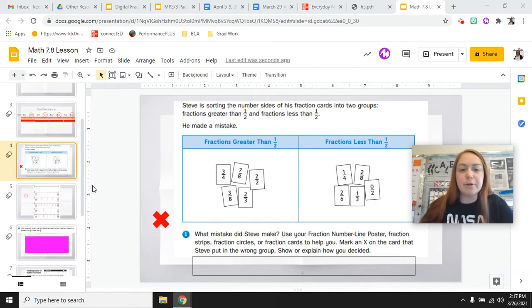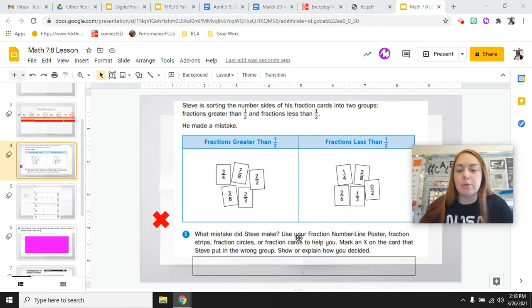All right, so on page 238, we are comparing fractions to halves. It says, Steve is sorting the number sides of his fraction cards into 2 groups, fractions greater than 1 half and fractions less than 1 half. But it says he made a mistake. So here are the fractions greater than 1 half. Here are the fractions less than 1 half. So what you're trying to solve is, what mistake did Steve make?